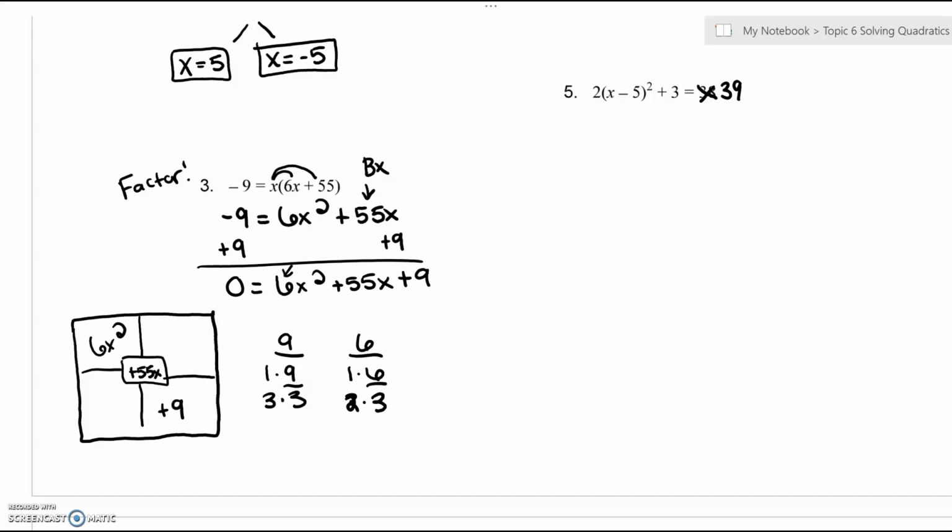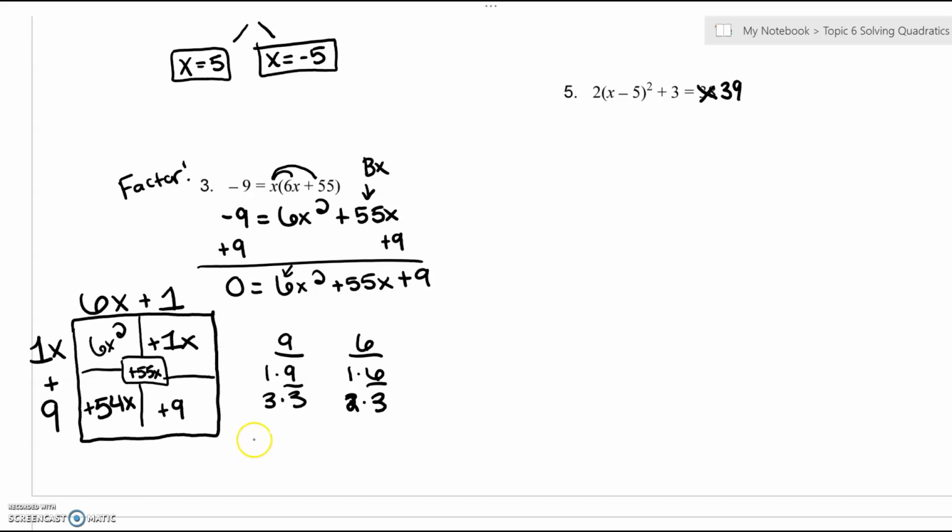I'm going to try using 6 and 1. The only way to make x squared is for it to be x and x. And I'm going to place these so that the 9 gets multiplied by the 1 and the 1 gets multiplied by the 6. So 1x times 9 is 9x. 6x times 1 is good for us because that makes 54x. And I know that if I add both of these, they give me 55. So now I have my factors. I can continue with my equation here.